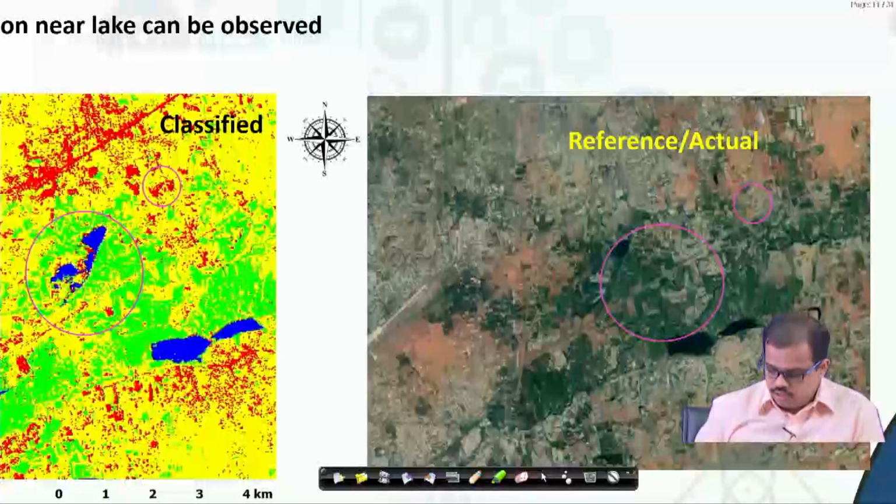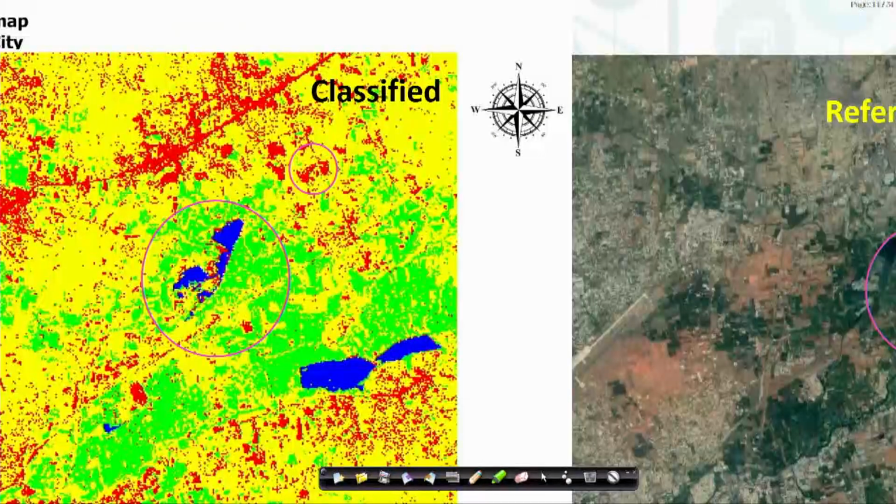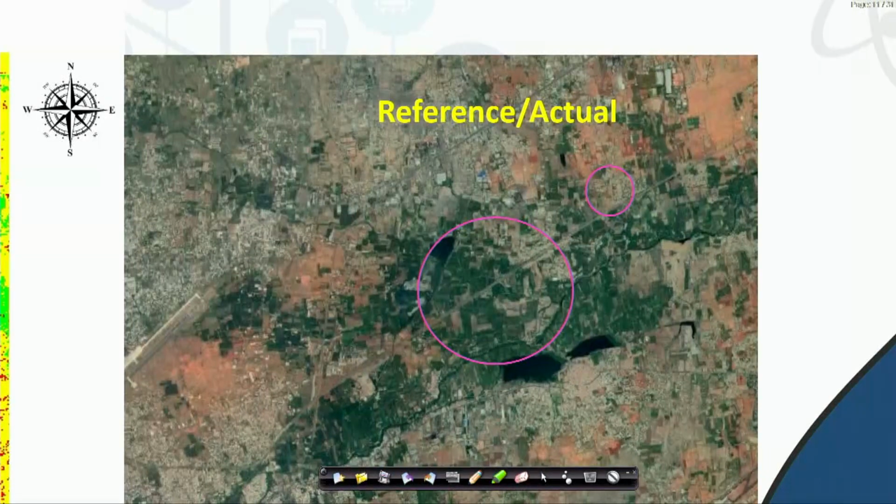So, if we zoom into this region, you can see this particular region of the water body is completely misclassified. Okay. So, this is a region that is misclassified, this is a region that is misclassified, and when you see this, the entire water body is misclassified. Okay. Similarly, we have another image here, this is a reference image.